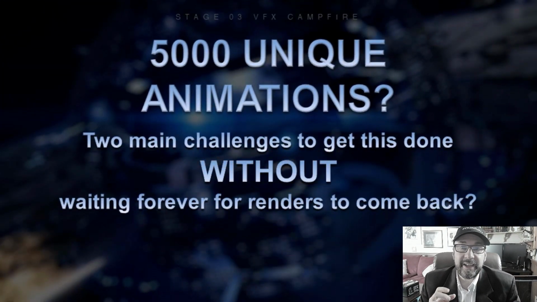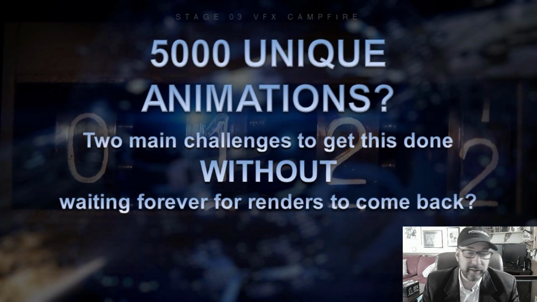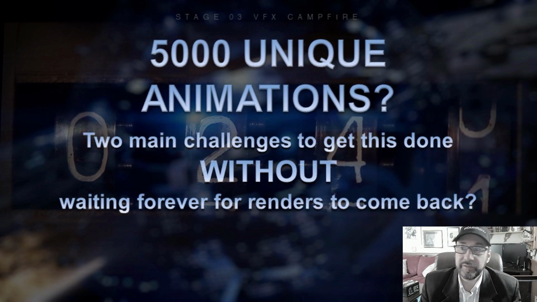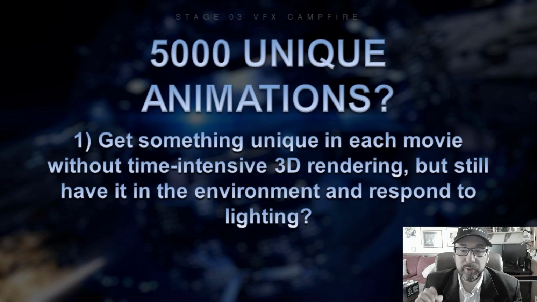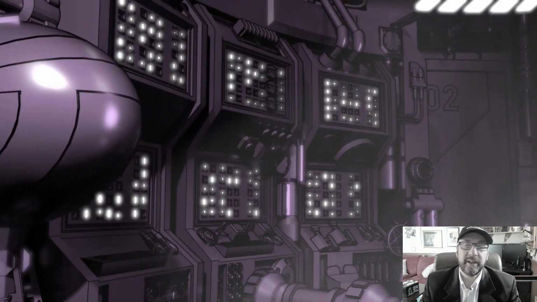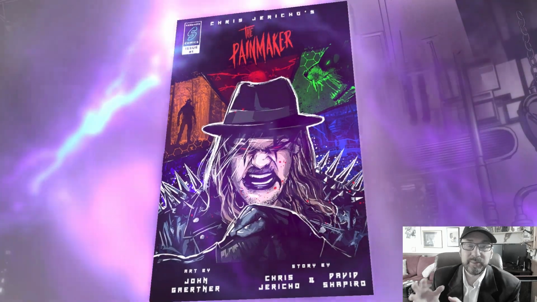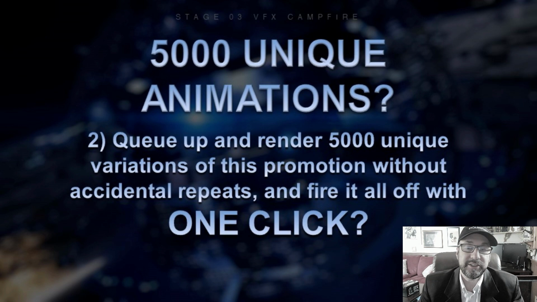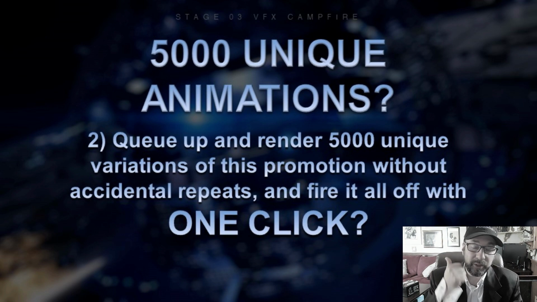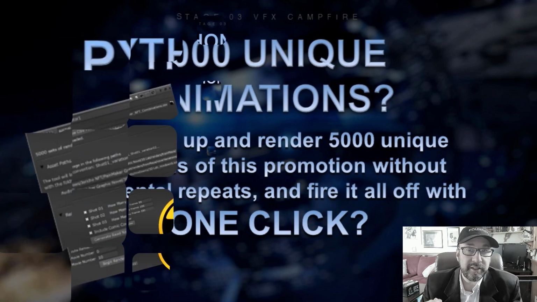Quick recap on part 1. Our main challenge was rendering out 5,000 unique animations without waiting forever for renders to come back. I can't imagine how long 5,000 renders would actually take inside of Maya. We also wanted to make sure we got something really unique in each movie without time-intensive 3D rendering, and still have that element respond to the environment and lighting, and that's what we did in part 1. In part 2, we're going to queue up and render 5,000 unique variations of this promotion without accidental repeats. That's really important. They all have to be 100% unique. And the best part, firing off all 5,000 of these with one click.